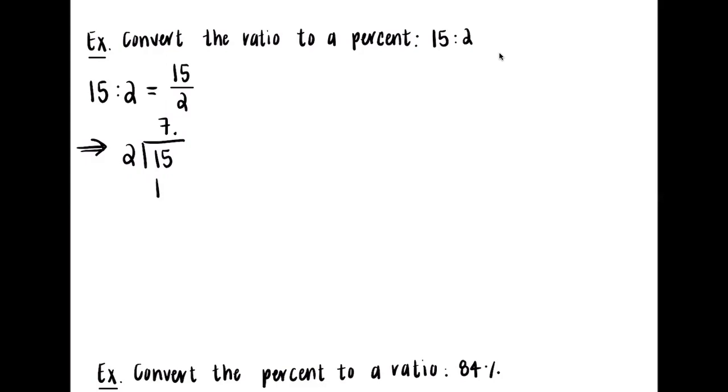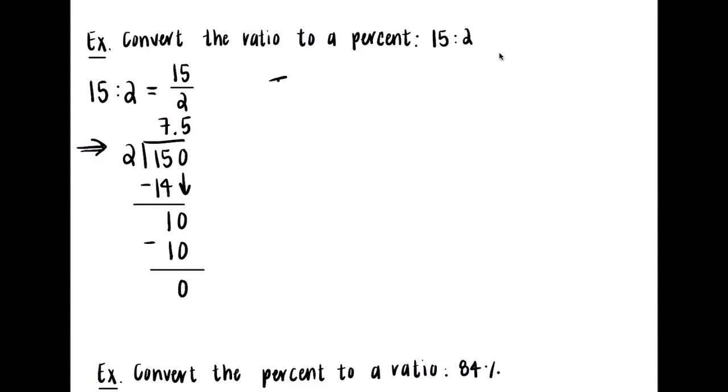2 times 7 is 14. I have a difference of 1. 2 does not go into 1, but I can pull down a 0 to help me out. And we see 2 goes into 10 5 times. 2 times 5 is 10. So there we can see we have a remainder of 0. So 7.5 is the number we want to deal with.